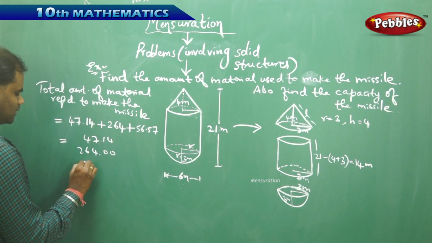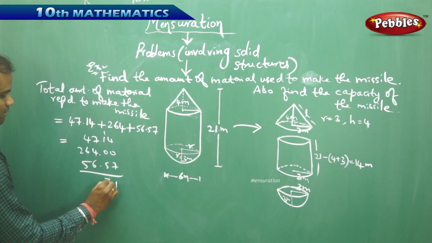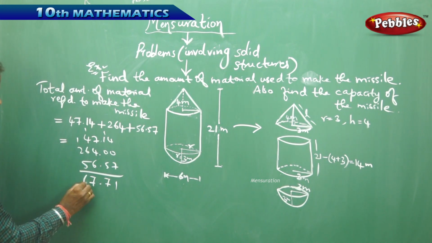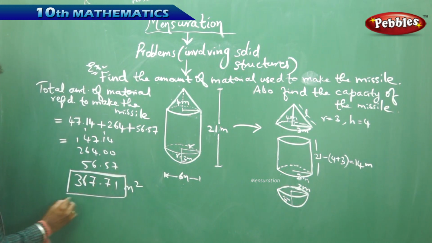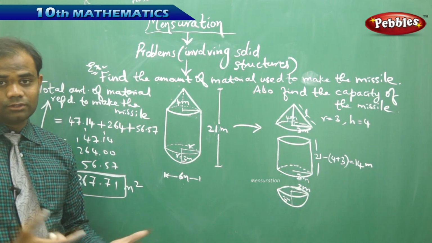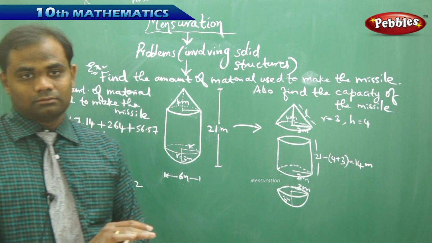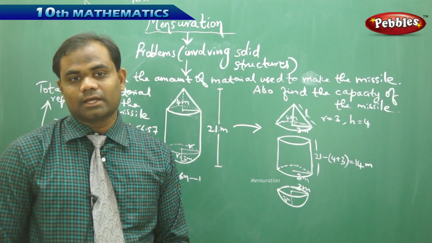264 and 56.57 gives 11, 5, 6, 7, and 10, 17, 10, 15, 16, 367.71 meters square is the amount of material I need to use in making the missile. So this many meters square of material is required in area wise to make the following missile.